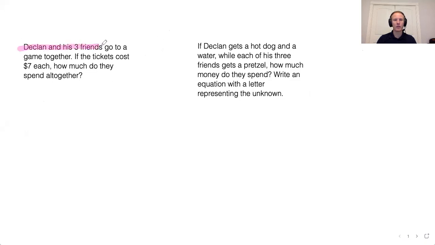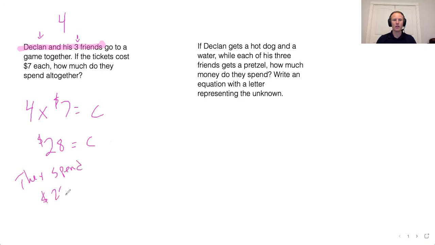Declan and his 3 friends. Whenever you get a question like this, you need to think about how many total people there are. There's 3 friends. There's also Declan, so there's 4 people altogether. 4 people times $7 each equals C for cost. 4 times 7 is $28. So 28 equals C. They spend $28. That part's straightforward if you can remember to count the number of people correctly.